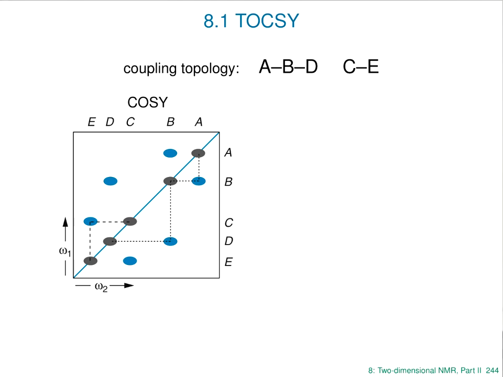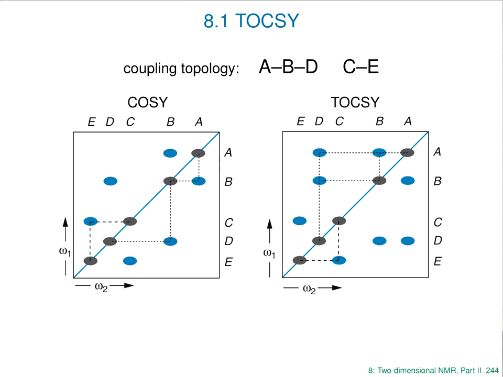And you can tell that from the COSY spectrum because although there's an AB cross peak and a BD cross peak, there's no cross peak between A and D. And there's also no cross peaks between C and E and any of the other spins. So from the COSY, we would say that you could pick out that the coupling topology was a linear case ABD and then a disconnected group C and E.